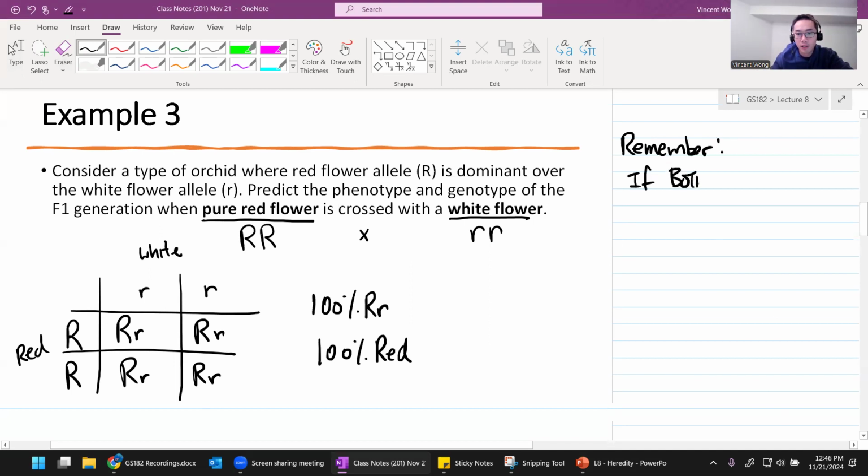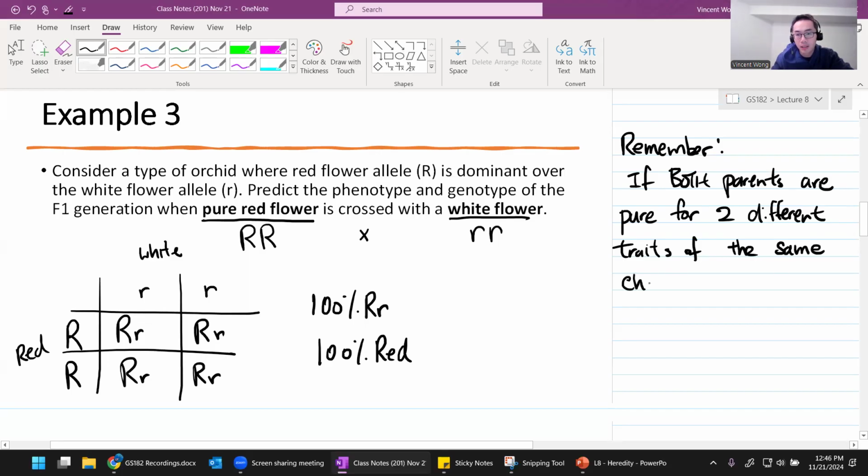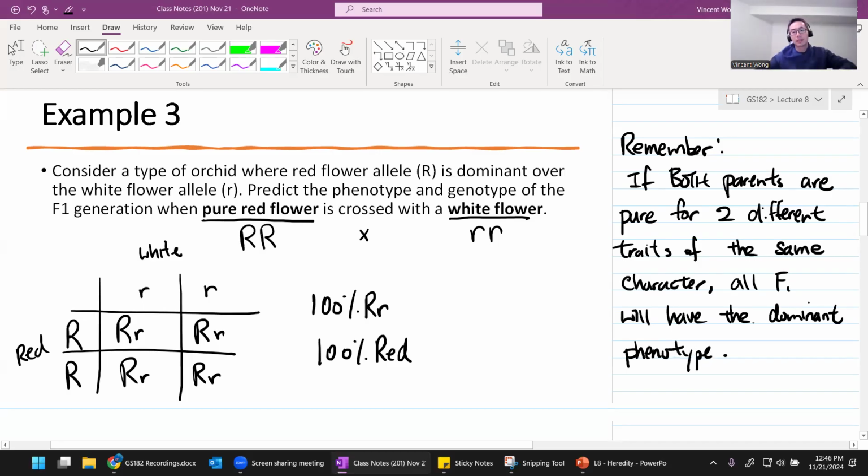Okay? So remember, if both parents are pure for two different traits of the same character, all F1 will have the dominant phenotype. Okay.